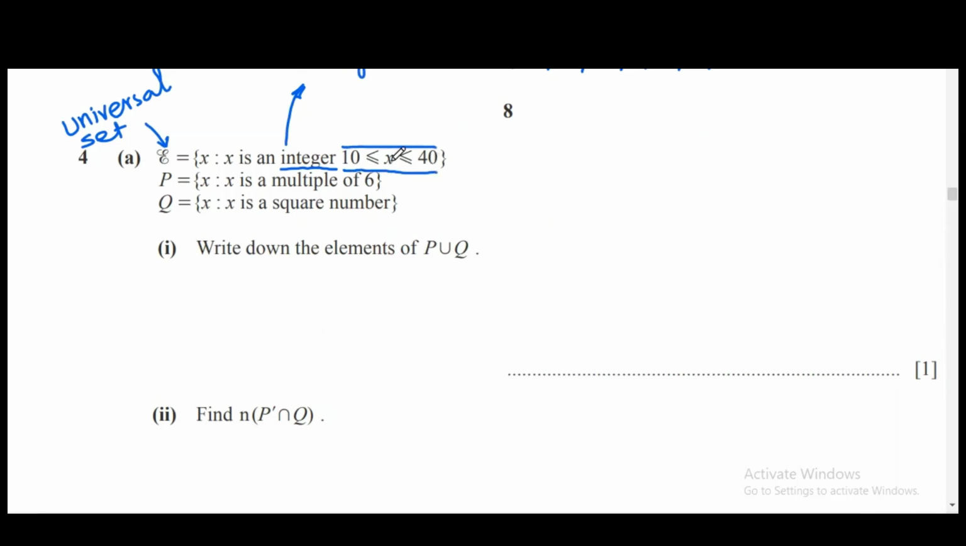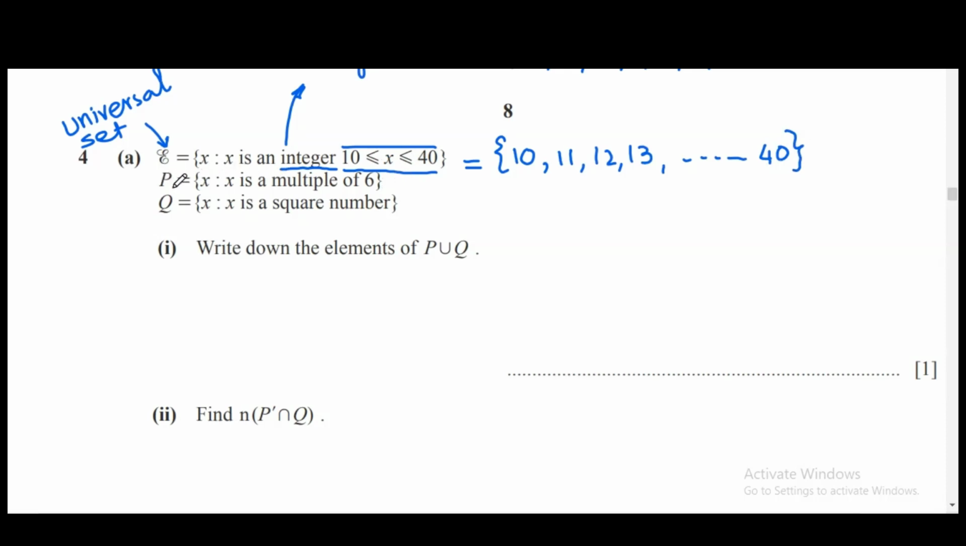It means you can read x is in between 10 and 40 inclusive. I'm going to repeat: x is an integer in between 10 and 40 inclusive. So you should take 10, then the next integers 11, 12, 13, 14, till the last integer 40, which is also inclusive because there is an equal to sign here.